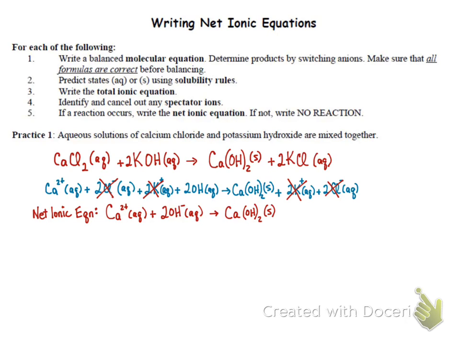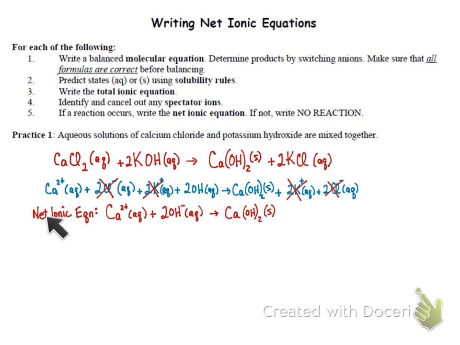Okay, so in this reaction, aqueous solutions of calcium chloride and potassium hydroxide are mixed together, and the molecular equation has a 2 here to balance it for KOH. It makes solid calcium hydroxide, and then the other product is potassium chloride, which is aqueous.